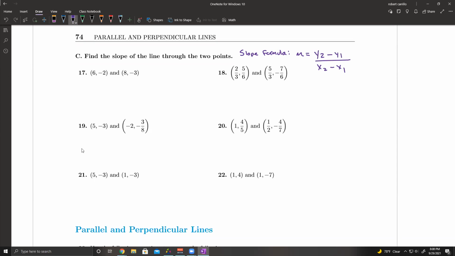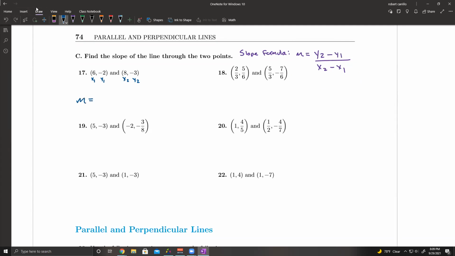It says, find the slope of the line through the 2 points. So what we're going to do in order to follow the formula is label the points that we're given. So the first point here, 6, -2, will be my X1, Y1. The second point will be my X2, Y2. And if you label everything nice and neat, it makes it easier to plug into the formula. So let's try it out.